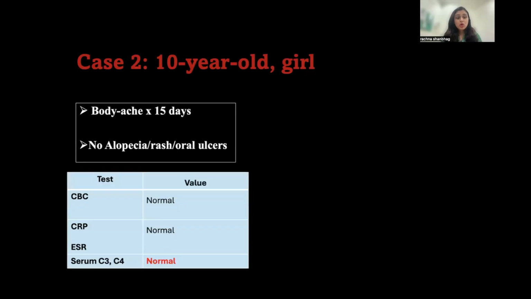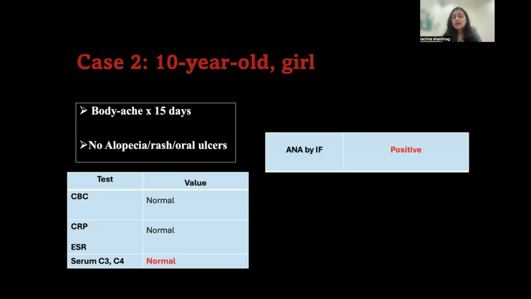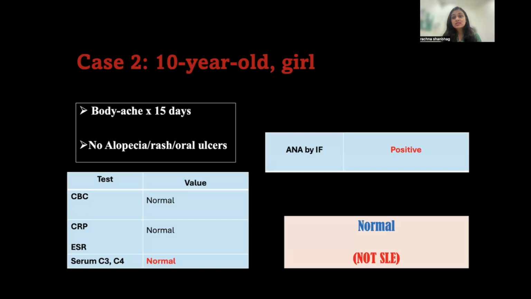CBC when performed is normal, CRP and ESR are within normal limits, and even the serum complements are normal. However, an ANA test was ordered, and as you can see, it is also positive in this case. However, this child was not diagnosed to have SLE, and this report was disregarded.